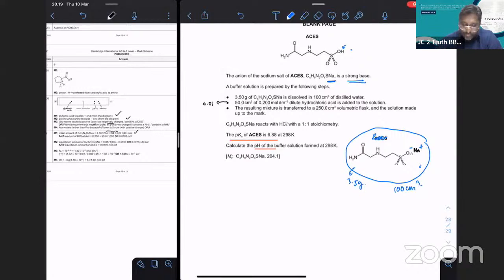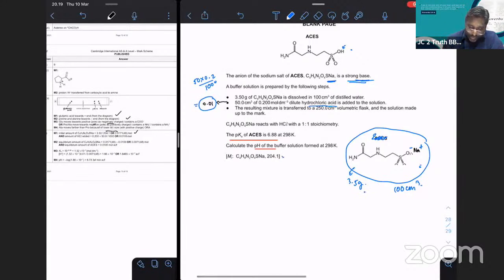You put it over there, and then you are going to add a certain amount of hydrochloric acid, because they say it's a strong base. So I can calculate the number of moles of HCl, which is 50 times 0.2 divided by 1000, and you get 0.01. And you can do the same thing to find the number of moles of this molecule also.